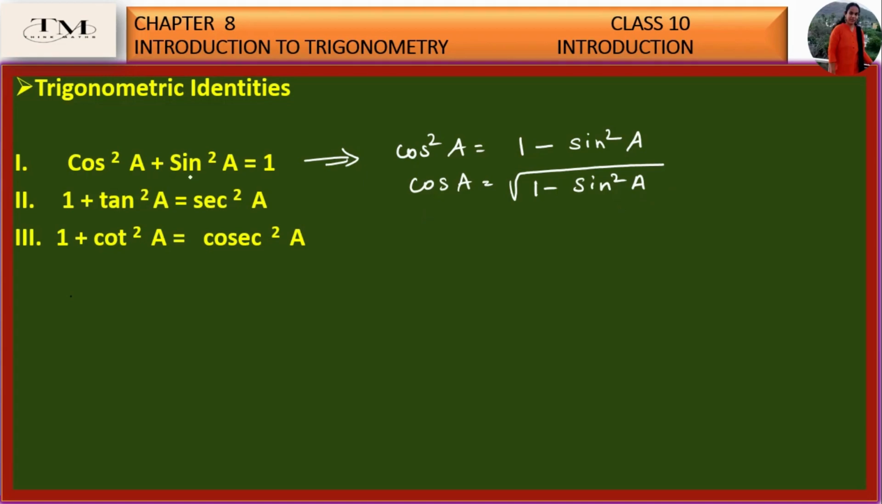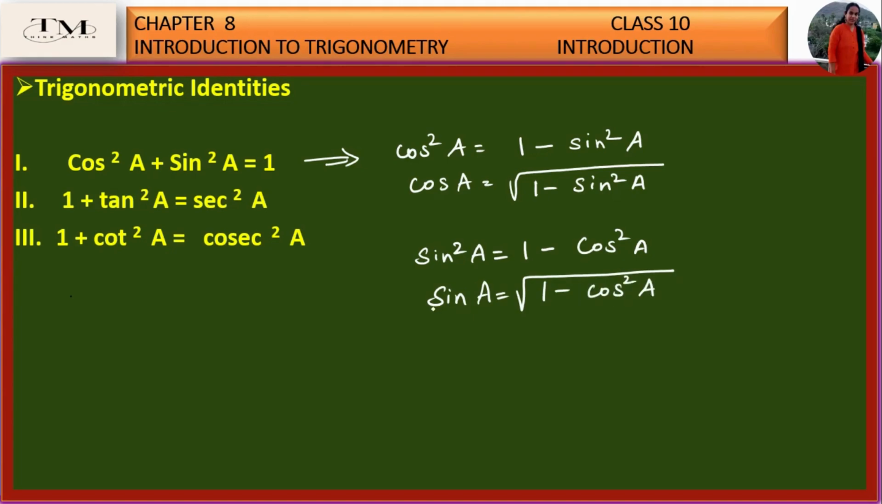In the same way, we can convert sine to cos form. So from this equation, sine square A is nothing but 1 minus cos square A. So taking square root on both sides, sin A will be equal to root of 1 minus cos square A. So when you take square root, only in sine square A, the 2 will be cancelled. This is 1 minus cos square A.